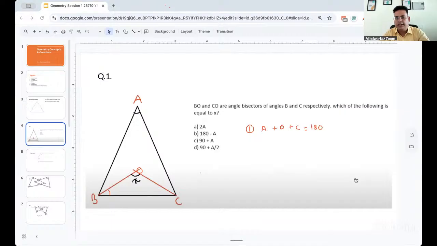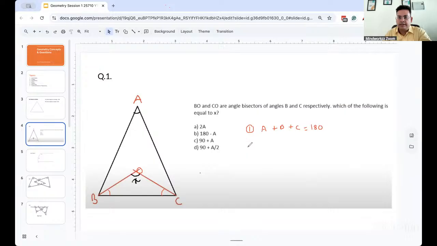Vinny, Sakshi, D. Yes, D is the right option. But the angle which I have marked here right now, what is that angle? Is it B by 2? Are you able to follow? It is B by 2, because BO is the angle bisector. So this will be B by 2 and this would be C by 2.